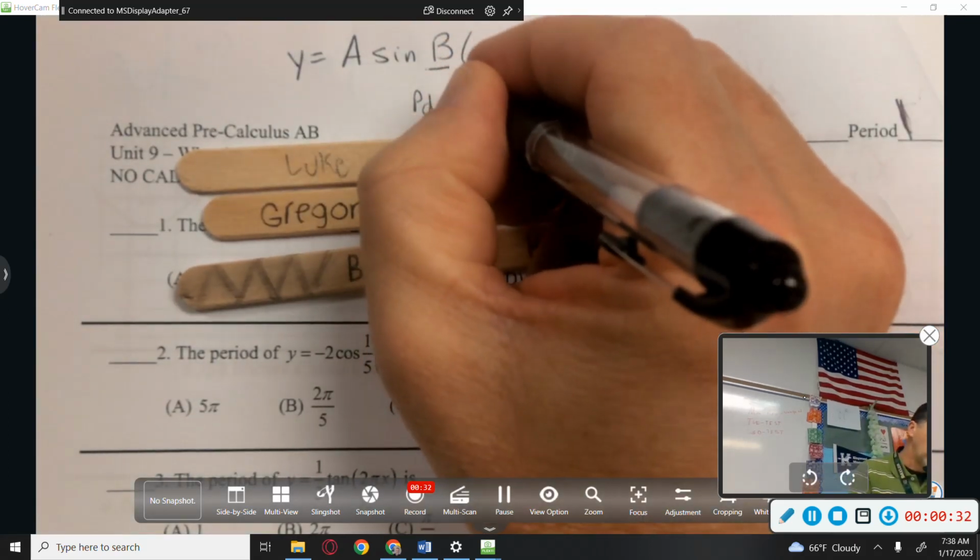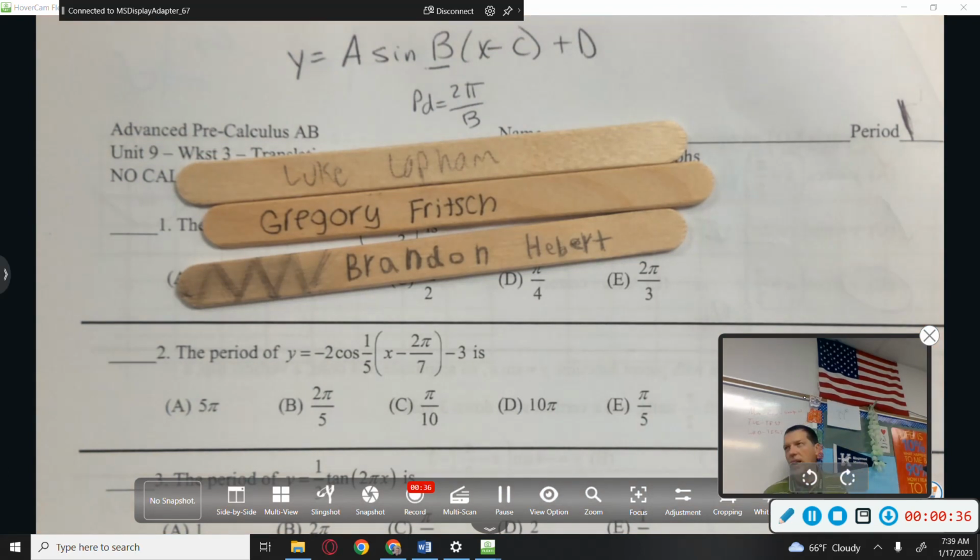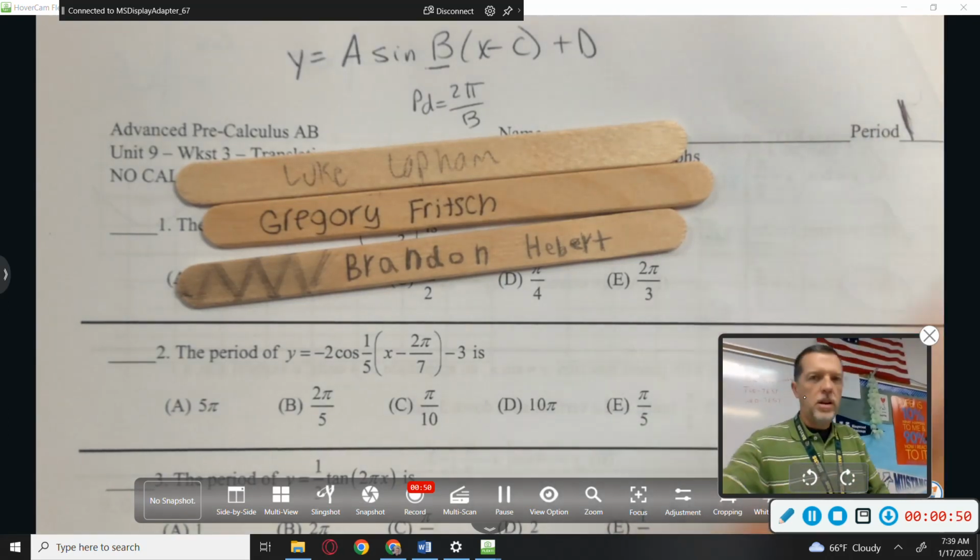And it's maybe the weirdest one because the period is 2 pi over b. That's what we did Friday. And so the bigger b gets, the squinchier, the shorter the wavelength. If b is really small, it stretches it out. So b controls wavelength or period.